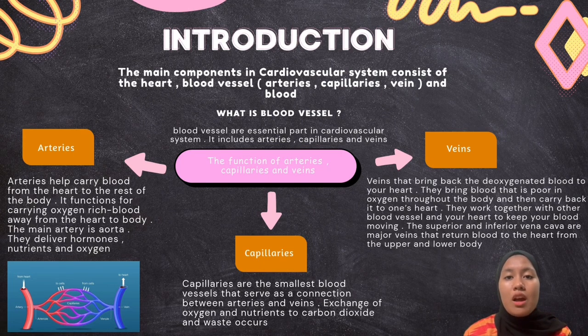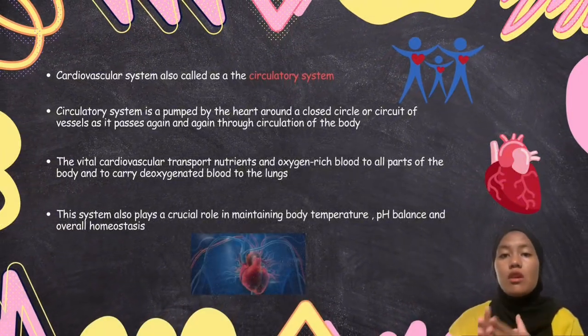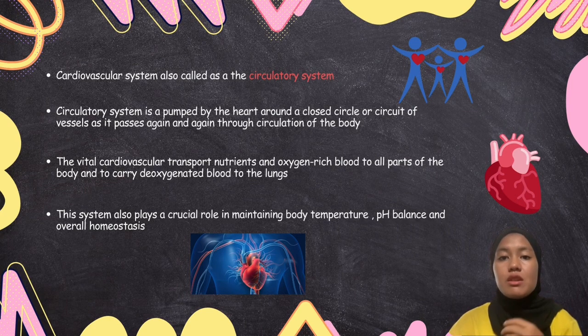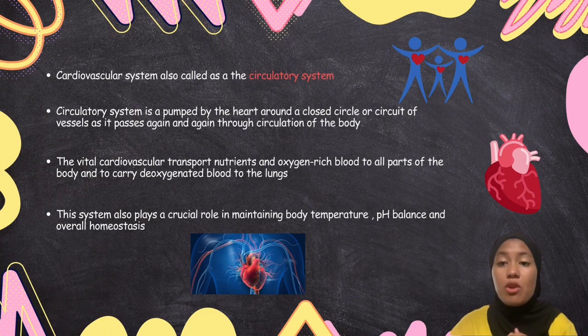The superior and inferior vena cava are major veins that return blood to the heart from the upper and lower body. The cardiovascular system is also called the circulatory system. What is the circulatory system? Blood is pumped by the heart around a closed circle of vessels, again and again through the circulation of the body. The vital cardiovascular system transports nutrient and oxygen-rich blood to all parts of the body and carries deoxygenated blood to the lungs. This system also plays a crucial role in maintaining body temperature, pH balance, and overall homeostasis.